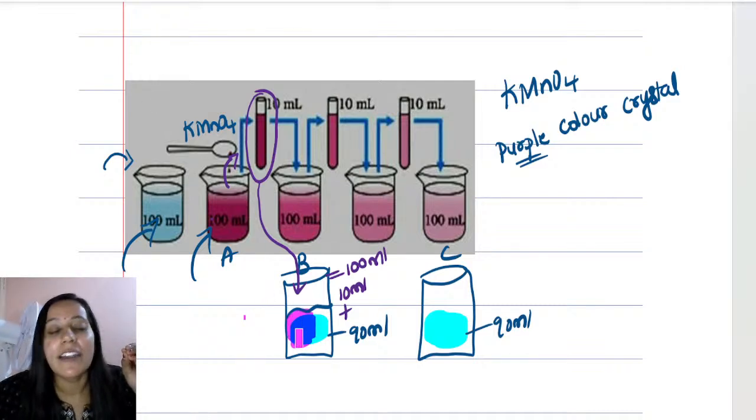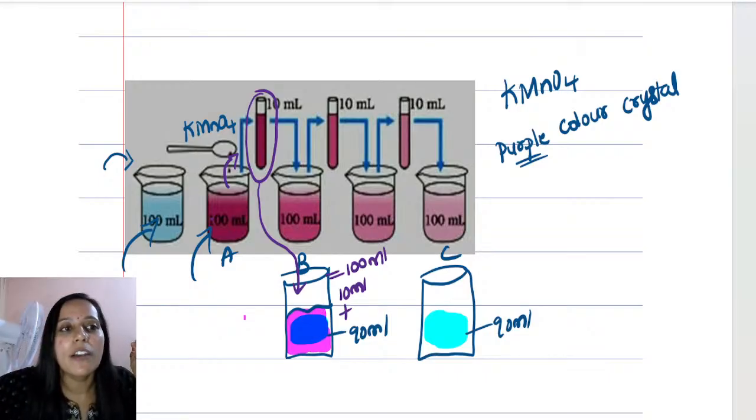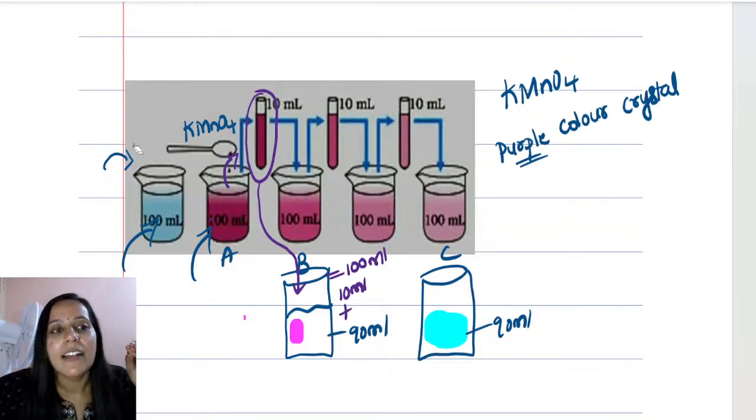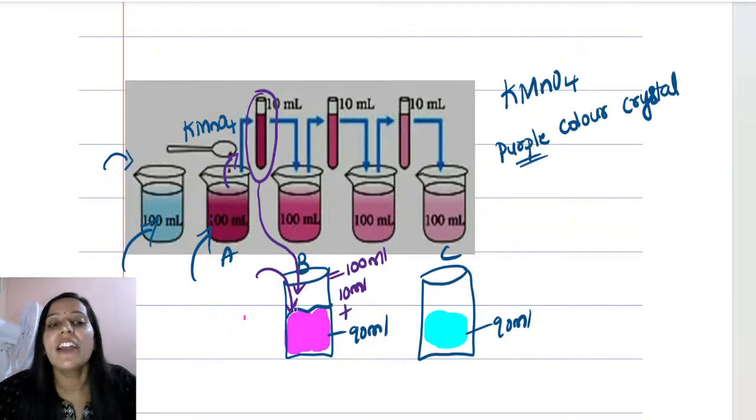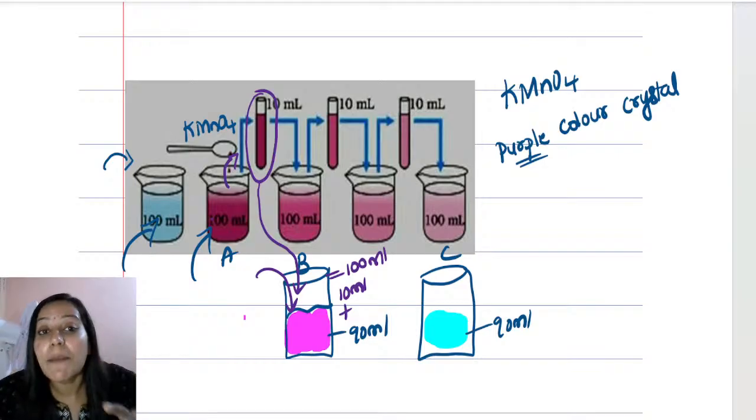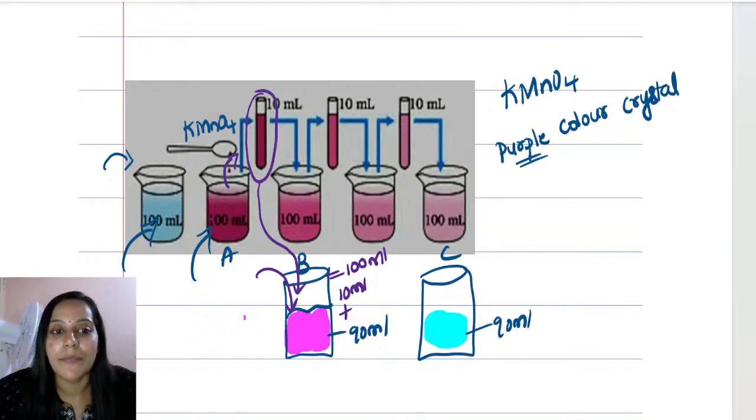The water which was earlier colorless, what happened? It has discharged the pink color into it. The pink color is getting discharged in it, and the 90 ml of solution has changed its color. But what is the difference?